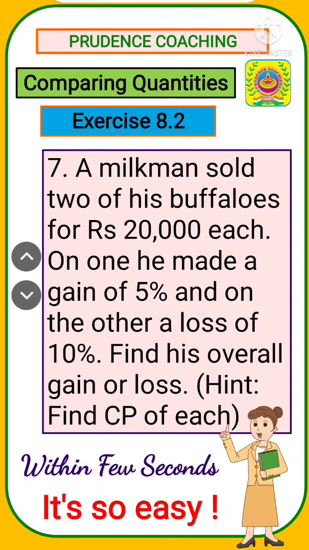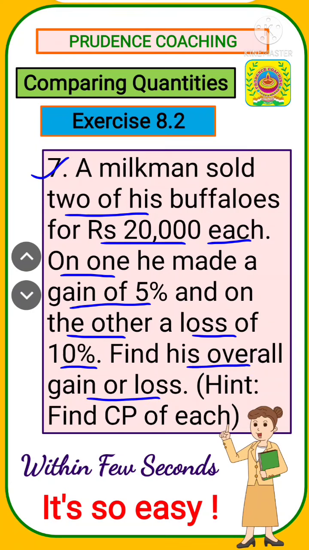So my dear students, as we have completed till sum number 6 in the previous video, today we are going to start with sum number 7. A milkman sold 2 of his buffaloes for rupees 20,000 each. So here the selling price of the buffaloes is 20,000 each. On one, he had made a gain of 5% and on the other a loss of 10%, and we are asked to find his overall gain or loss.